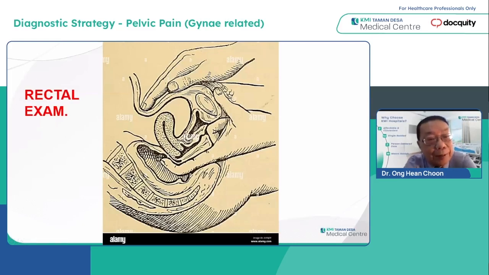So I like to just mention that in a gynae patient where you have to do your clinical examination, please never forget a rectal examination, because as you can see in the diagram, you can really do a very good bimanual examination with a rectal examination. You don't always have to do a vaginal bimanual examination.